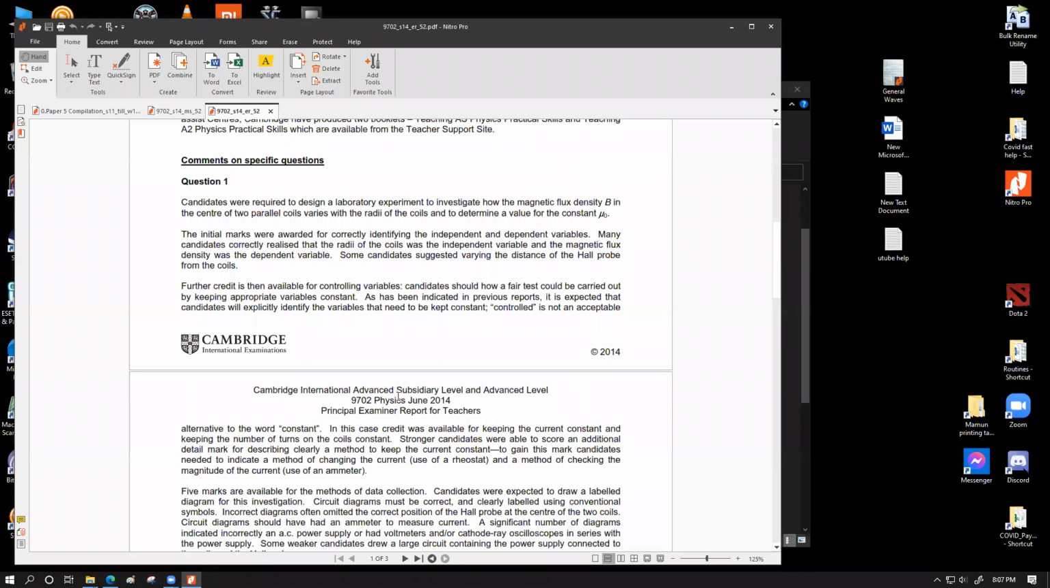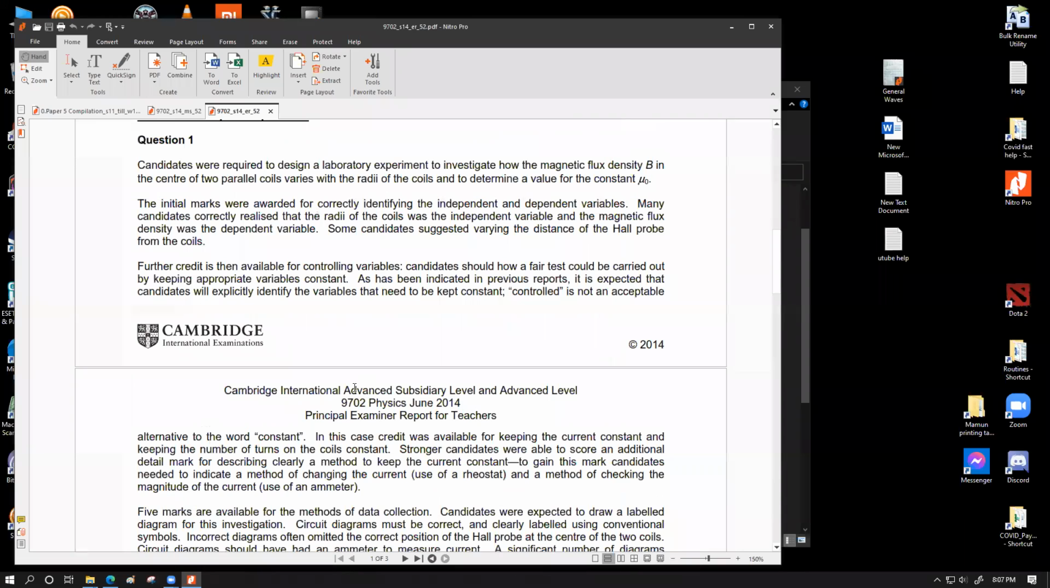Candidates were required to design a laboratory experiment to investigate how the magnetic flux density B in the center of the 2 parallel coils varies with the radii of the coils, and to determine the value of the constant mu naught. The initial marks were awarded for correctly identifying the independent and the dependent variables. Many candidates correctly realized that the radii of the coils was the independent variable and the magnetic flux density was the dependent variable. Some candidates suggested varying the distance of the Hall probe from the coils. Okay, this is wrong.